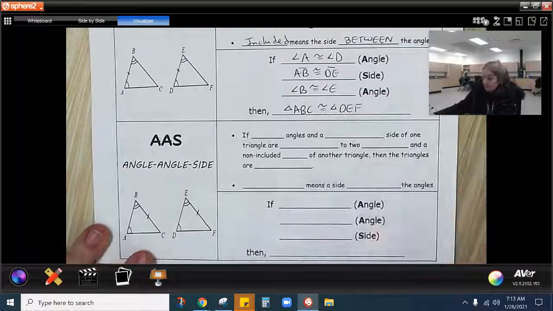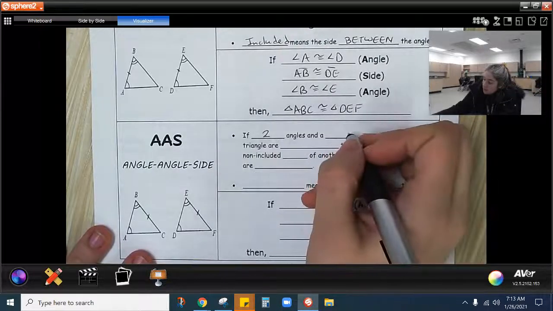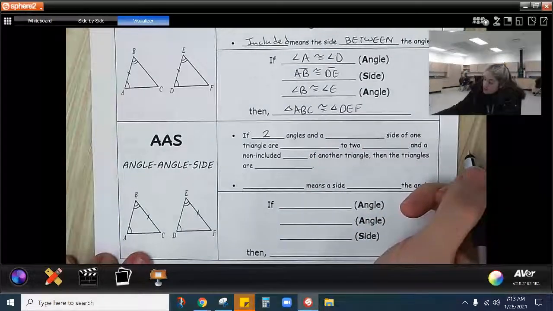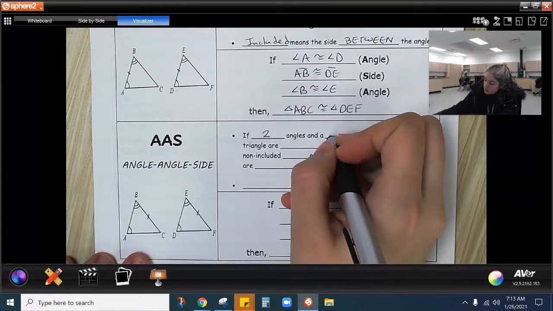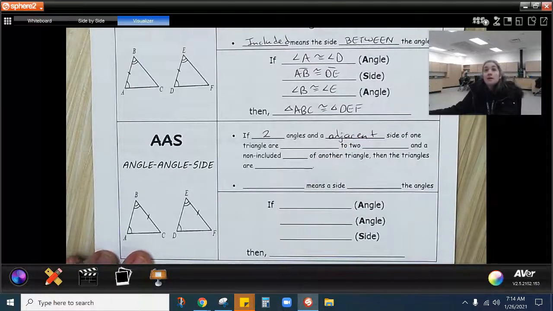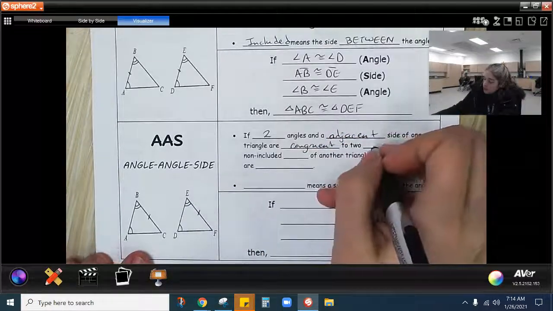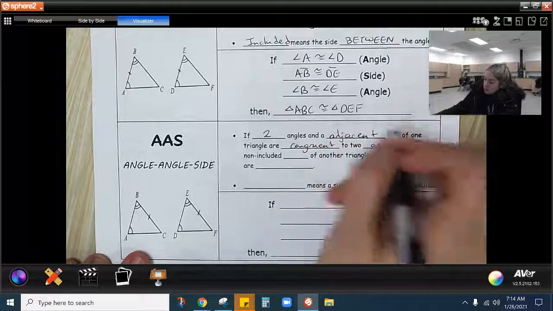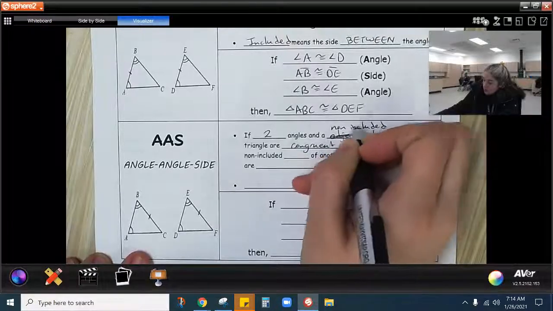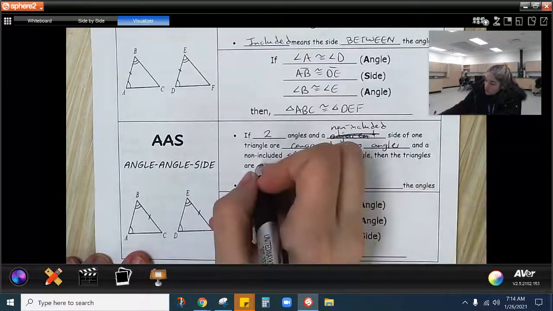And then the last one, angle, angle, side. So if two angles and a non-included, adjacent, that's what I meant, adjacent side of one triangle are congruent to two angles and a non-included side of another triangle, then the triangles are congruent.